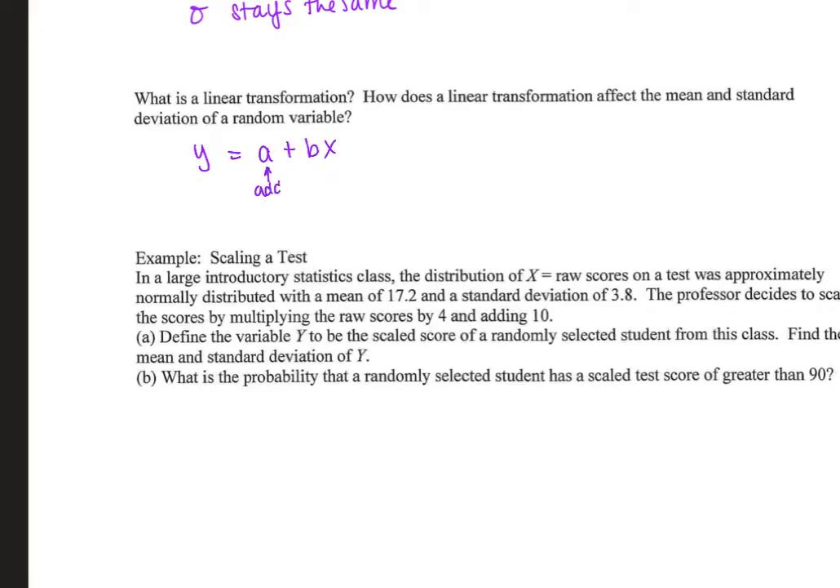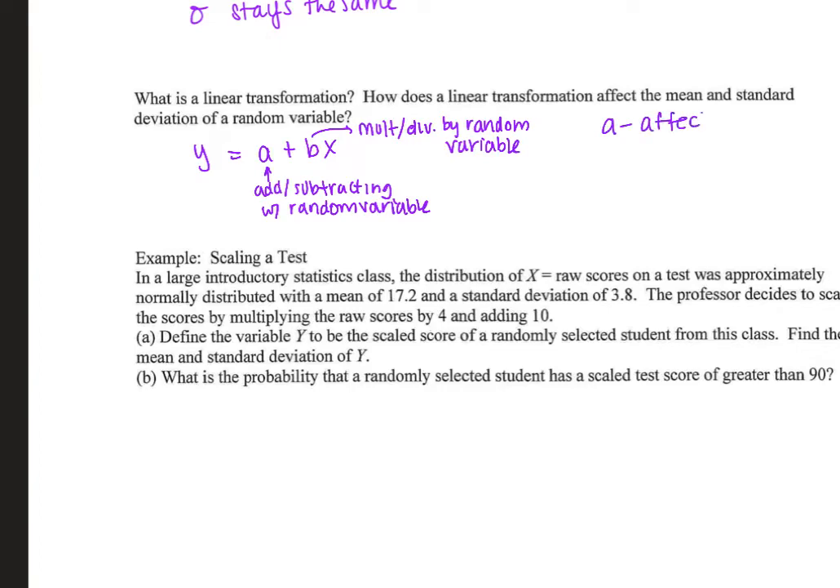And so in general, a linear transformation can be written like y equals a plus bx, where a is adding or subtracting with a random variable. In this case, the random variable is x, and b would be multiplying or dividing by a random variable. So to recap, a will affect only the mean. B will affect both.